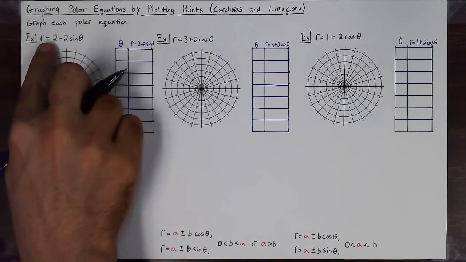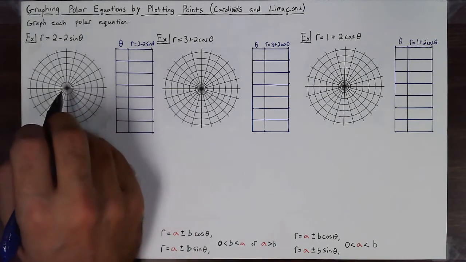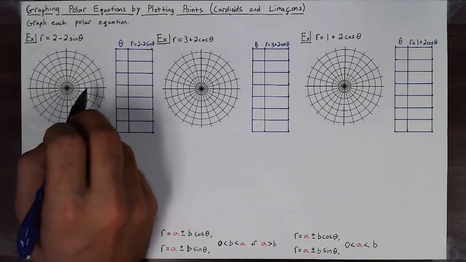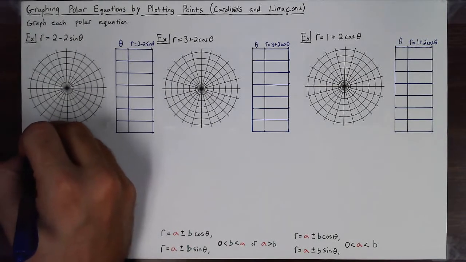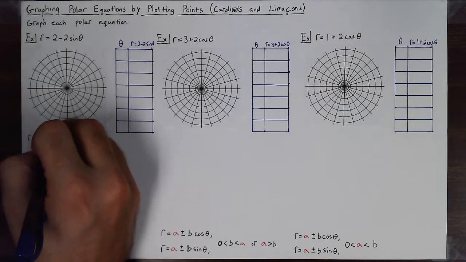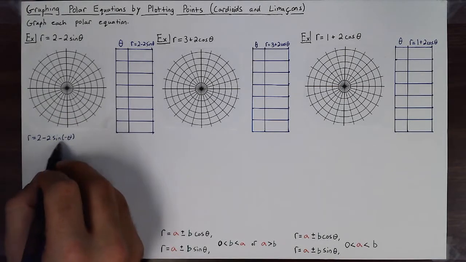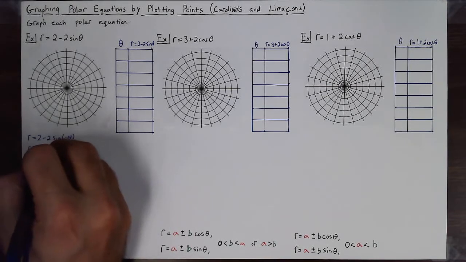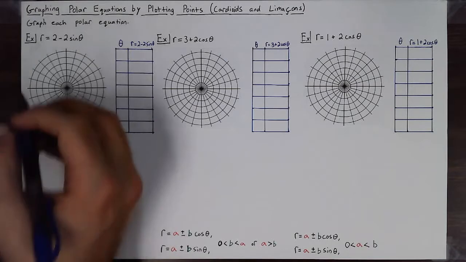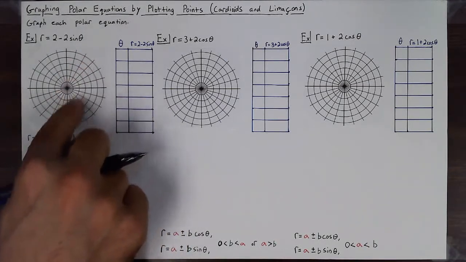So first, I'm going to test this for symmetry. The first test is for symmetry with the polar axis by plugging in negative theta. So r is equal to 2 minus 2 times sine of negative theta. But the negative can be taken out because sine's an odd function. That gives me 2 plus 2 sine theta, which is not an equivalent equation. So it might not be symmetric with the polar axis.